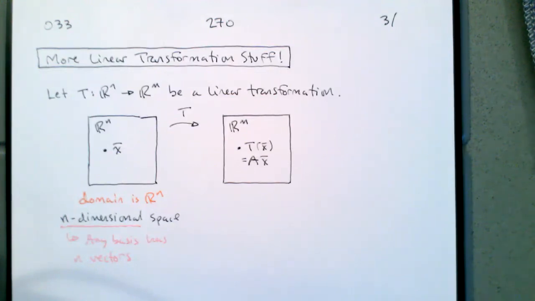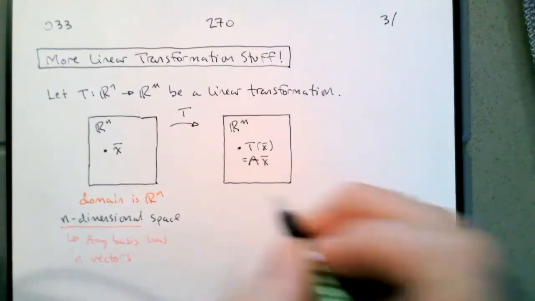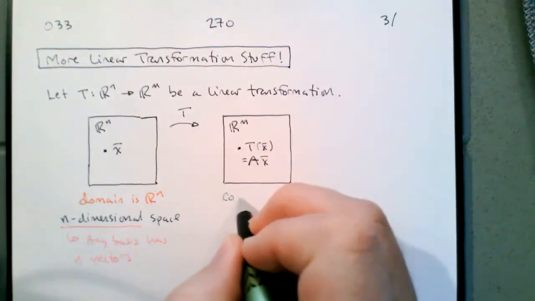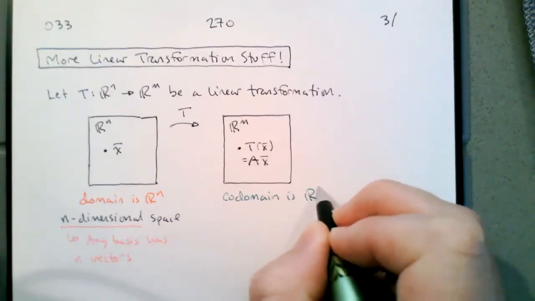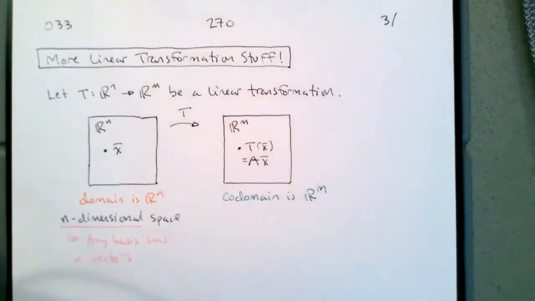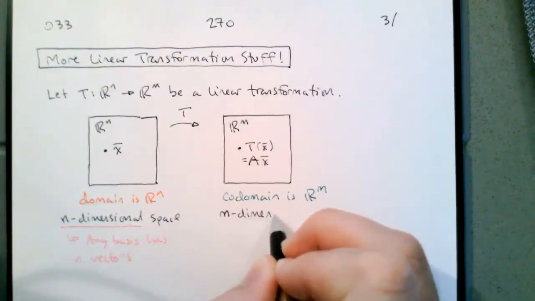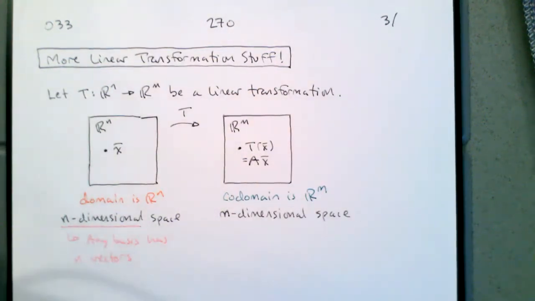In this case, we'll refer to Rm as the codomain. In the past, we heard about domain and range, but we have to separate the two concepts. So Rm is the codomain. And so this is m-dimensional space. So that means a basis for Rm will have m vectors in it.